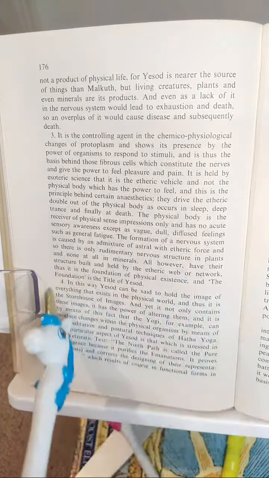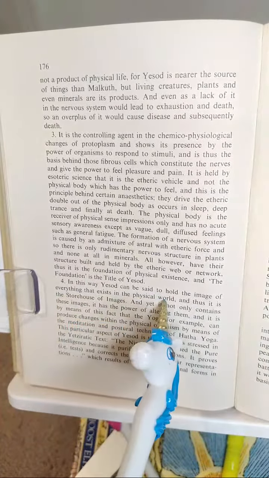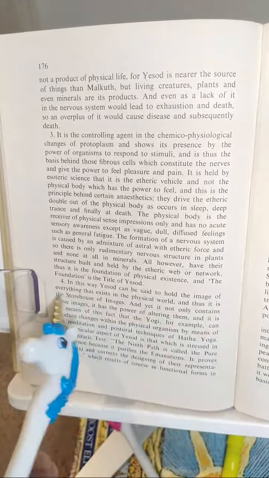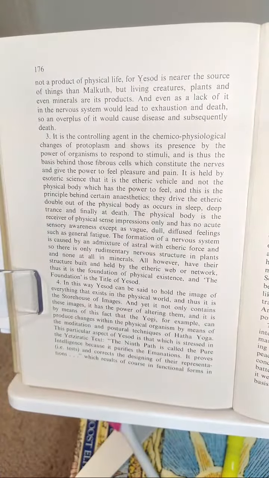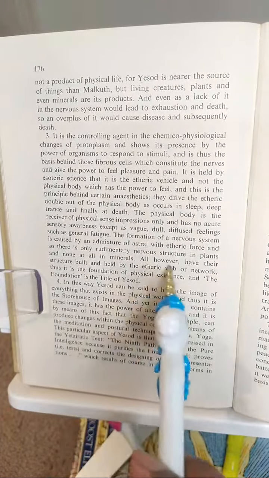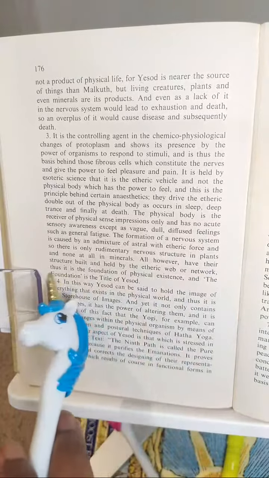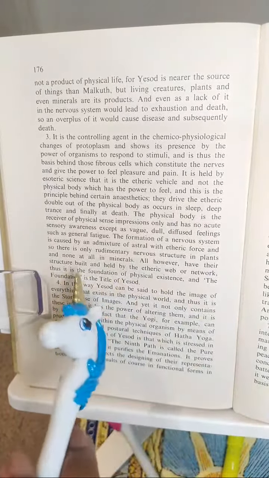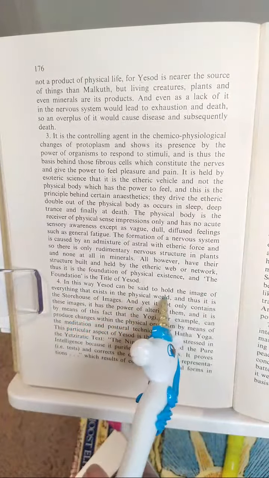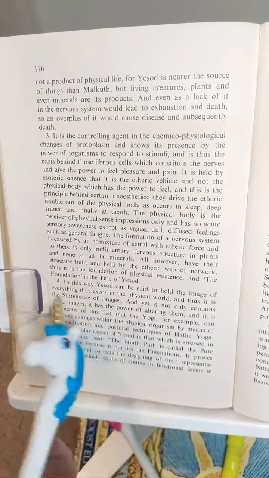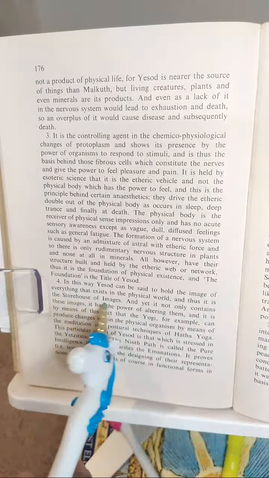All right. In this way, Yesod can be said to hold the image of everything that exists in the physical world. And thus, it is the storehouse of images. Makes sense. All, however, have their structure built and held by the etheric web or network. Thus, it is the foundation of physical existence, and the foundation is the title of Yesod. So in this way, Yesod can be said to hold the image of everything that exists in the physical world, and thus, it is the storehouse of images. Keep that in your head. If nothing else that you remember about Yesod, understand that it's called the storehouse of images. That's its code name.